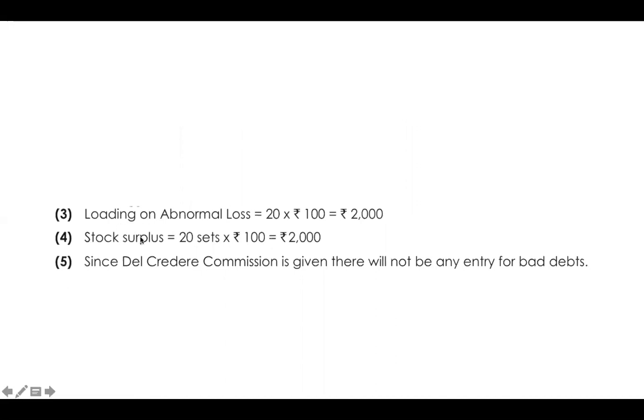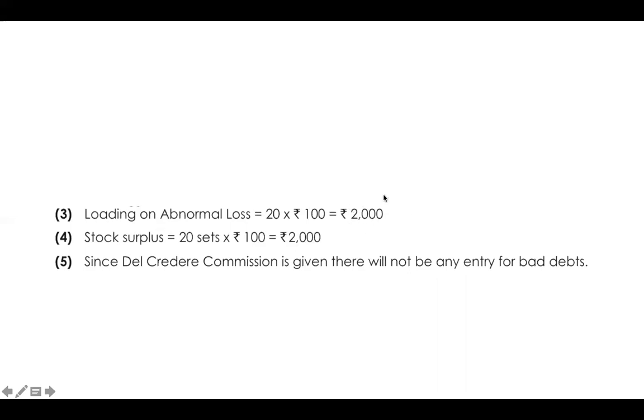Then, loading on abnormal loss. Per unit profit loaded is 100 rupees, that's what we have calculated previously. And how many units are lost? Abnormal loss, lost in transit, 20 units. So 20 into 100 per unit, this is the profit loaded. So 2,000 is the loading on the abnormal loss. Profit loaded on abnormal loss is 2,000.